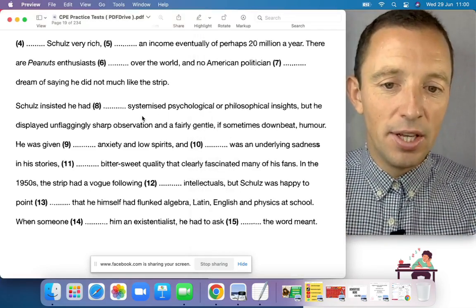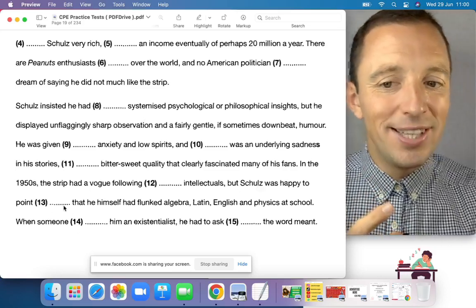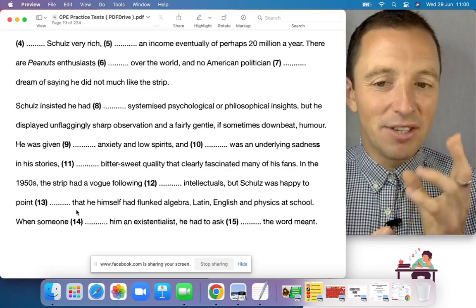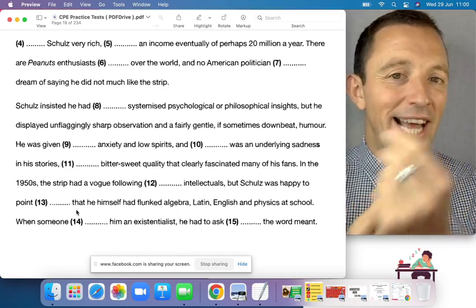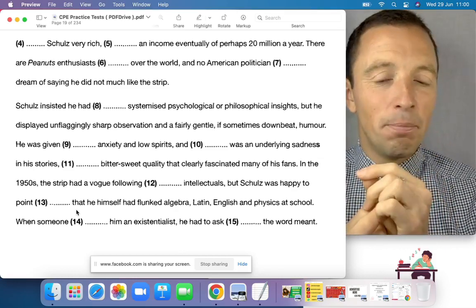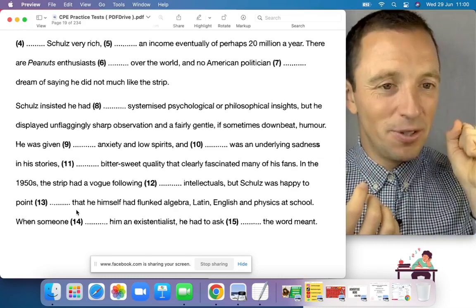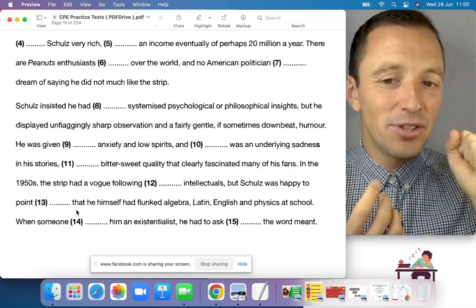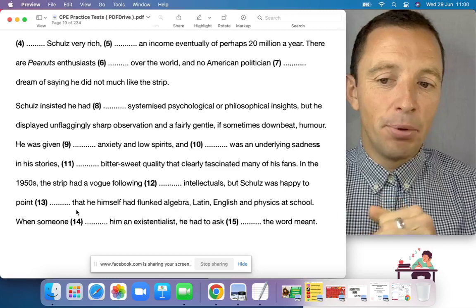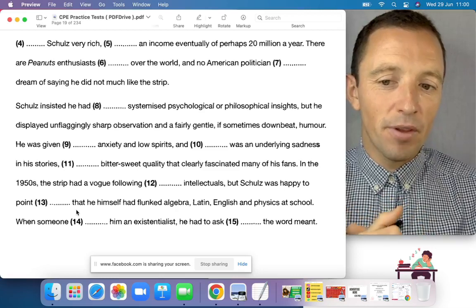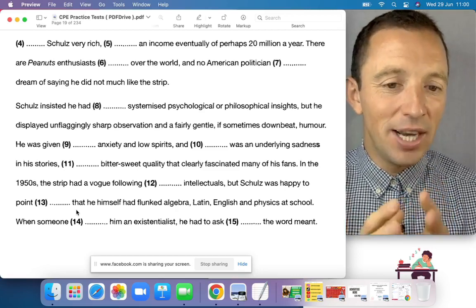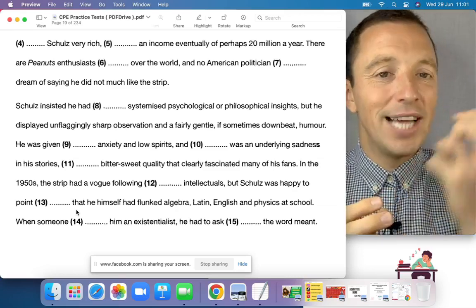Okay, next one. But Schultz was happy to point, and this is very easy because it's a phrasal verb. If you identify something in your comment, you point out. So if you point something out, you identify it, but you are focusing on it. So I think this is the only answer for number 13, to point out.